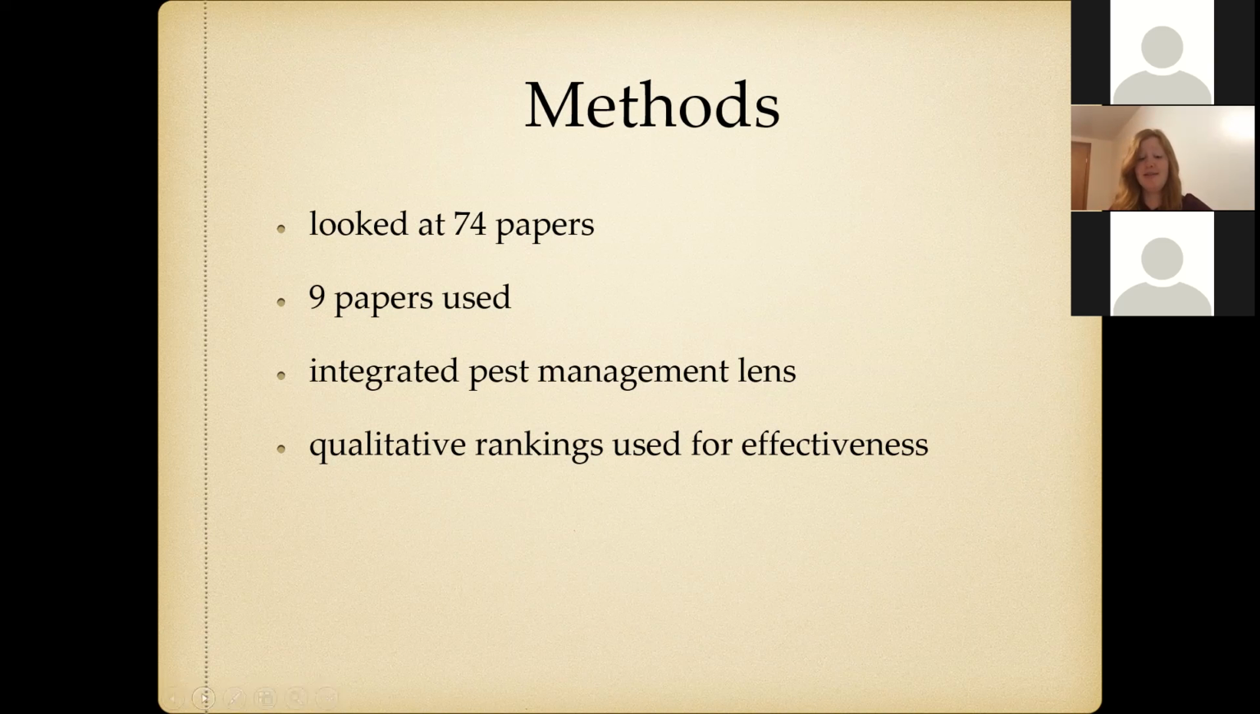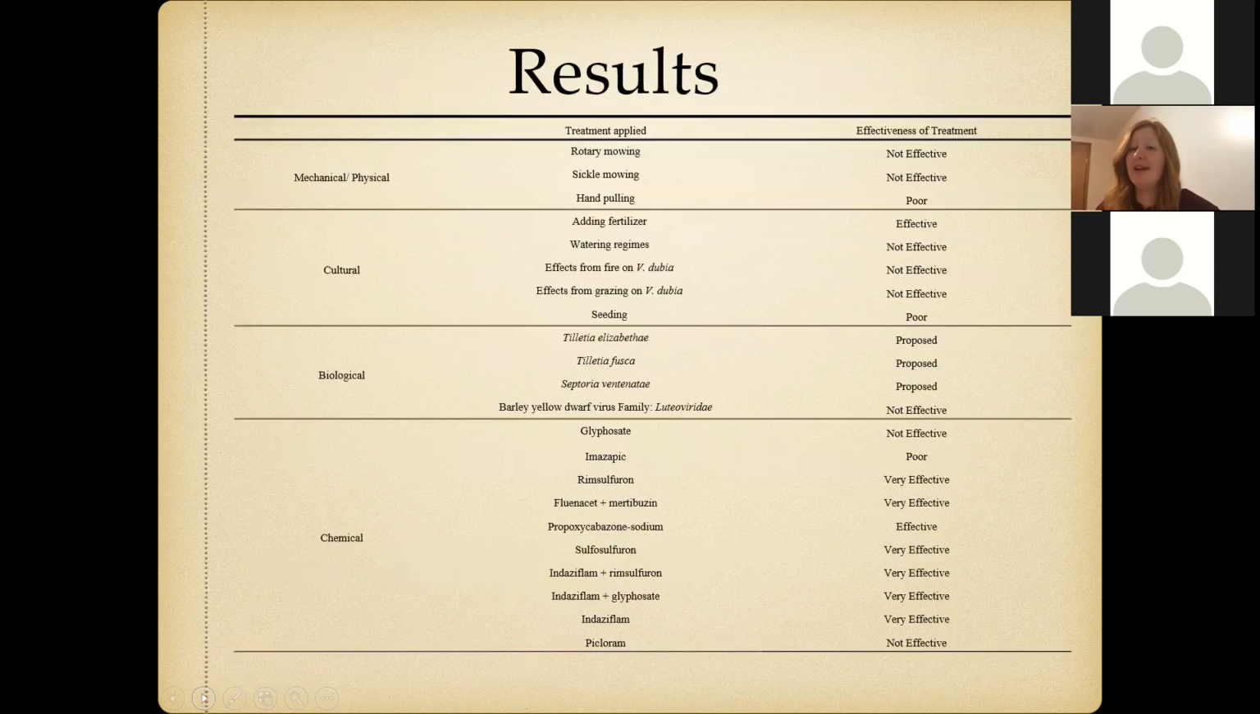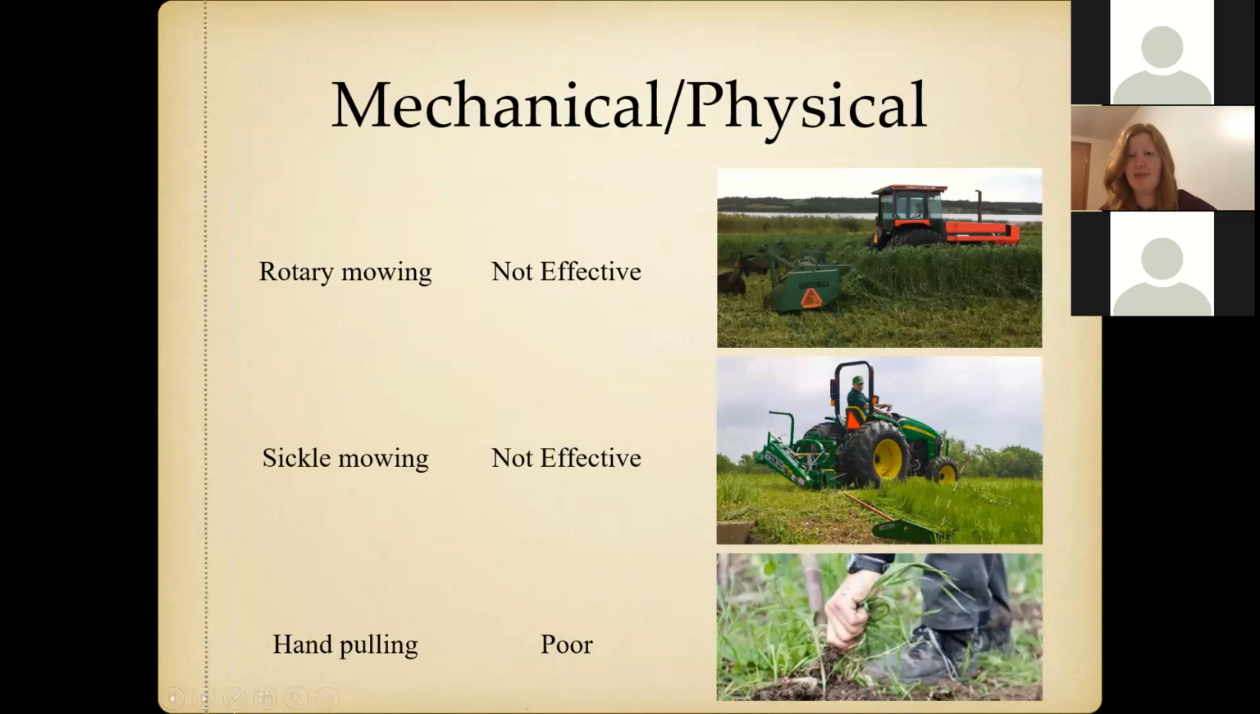I had 5 different effectiveness rankings. They were ranked as not effective, poor, effective, very effective, and proposed. The not effective ranking meant that there was no change or an increase in density, cover, and/or frequency from the control group. The poor ranking had a small decrease in density, cover, and/or frequency, but the ability to implement the treatment method was very small.